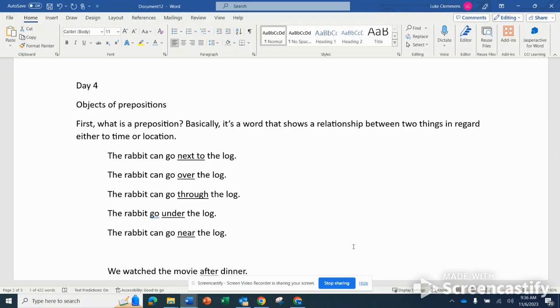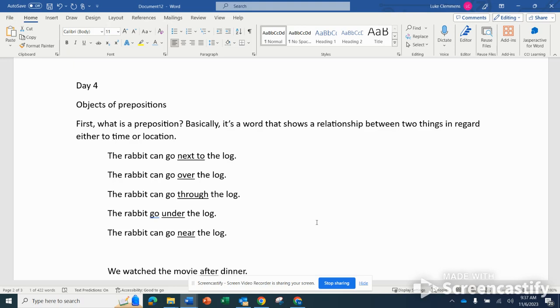Okay, so if a preposition shows a relationship between two things, let's take a look at an example thinking of a rabbit and a log. Okay, so all of these sentences are going to be about this relationship between this rabbit and this log in regard to location. So the rabbit can go next to the log, it can go over the log, or through the log, under the log, near the log, and a whole bunch more. It can be by the log, okay, in front of the log, underneath the log, below the log.